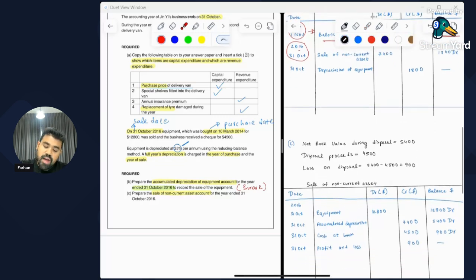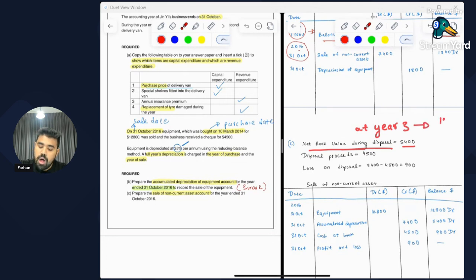Now, the net book value at any given point in time refers to the economic benefit within the non-current asset that is still available for consumption or usage within the business for the purpose of generating revenue, right? Now, the net book value during disposal was 5,400. And how do we know that? This is the net book value that we had at end of year 3. Isn't that so? Let me recall again.